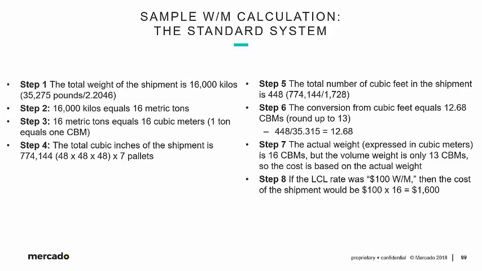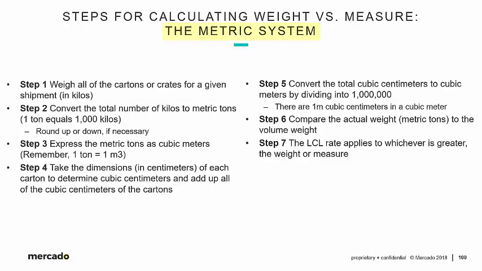Rounding out step 8, if the LCL rate was $100 weight or measure, then the cost of the shipment would be $100 times 16, which equals $1,600. In this instance, the freight was more dense than it was voluminous. Let's move on to the metric system.